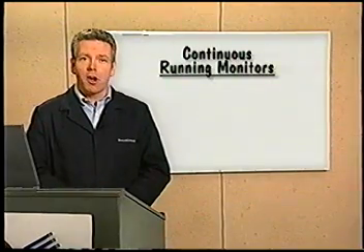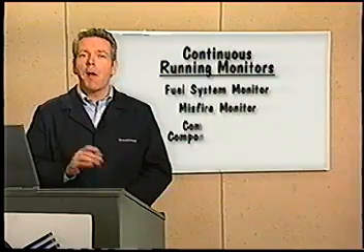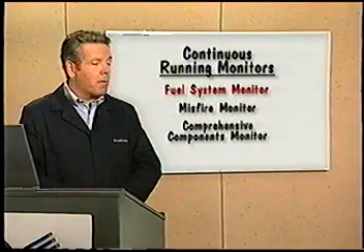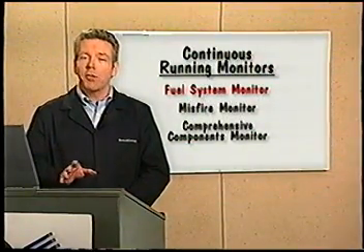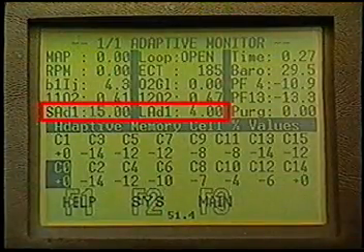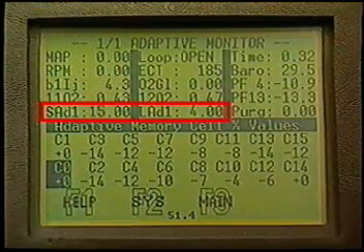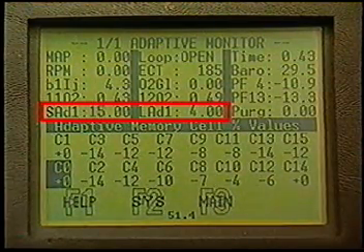Continuous running monitors are the fuel system monitor, misfire monitor, and comprehensive components monitor. The fuel system monitor checks the fuel control system for a fuel mixture that cannot be corrected without excessive emissions. Here's how it works. The PCM uses short and long-term adaptive memories to determine whether the fuel system is attempting to correct for excessively rich or lean conditions.